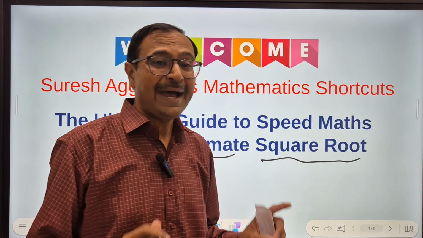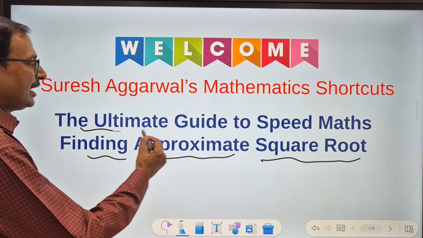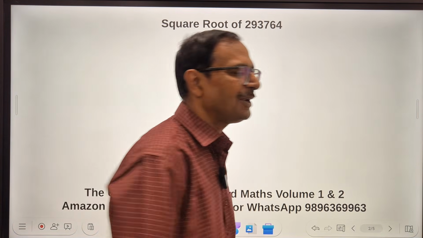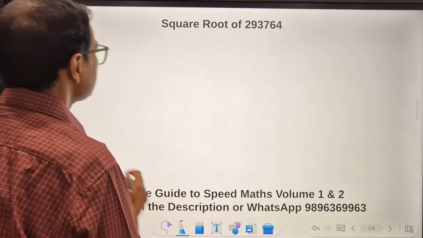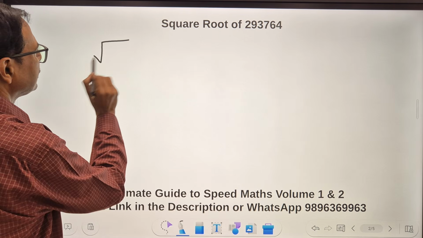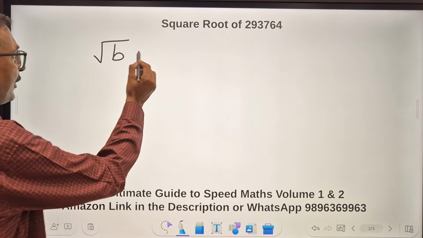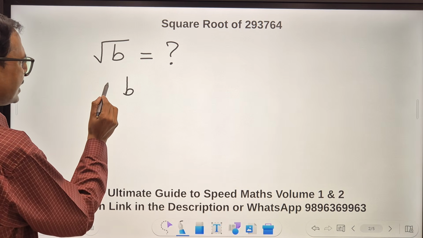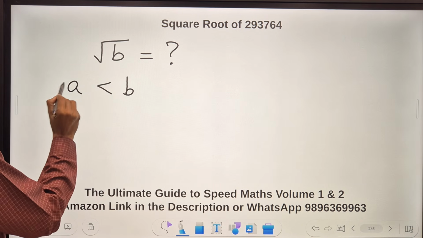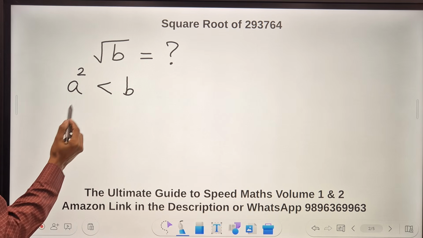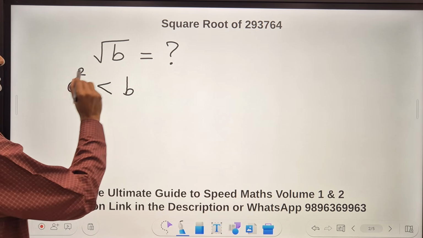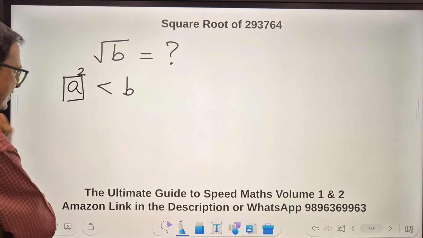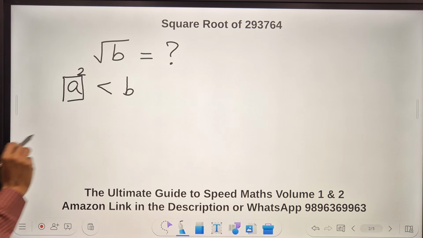Very, very important video, and this method which I'm telling you is a part of the ultimate guide to speed maths, which I will show you very shortly after I tell you the concept involved in the method. So suppose you have a number like square root of b, okay, and I want to find its approximate value in decimals. So first thing I'm going to find is a number, say a, whose square is just less than b. That means the nearest perfect square which is closest to b and less than b, okay. I have to identify this number, and once I identify this number, my job is done.